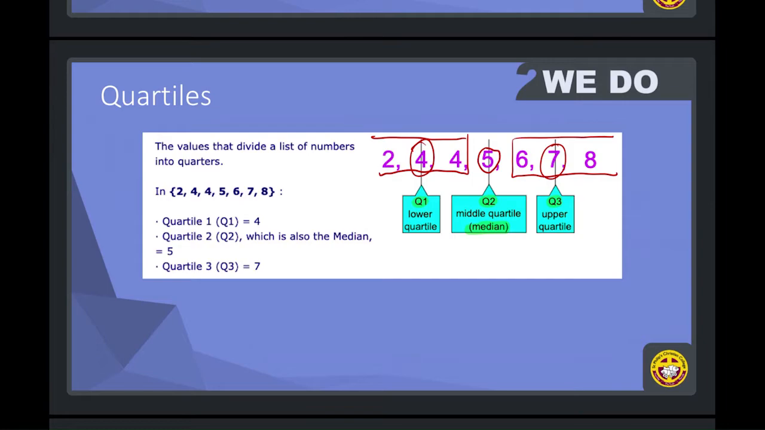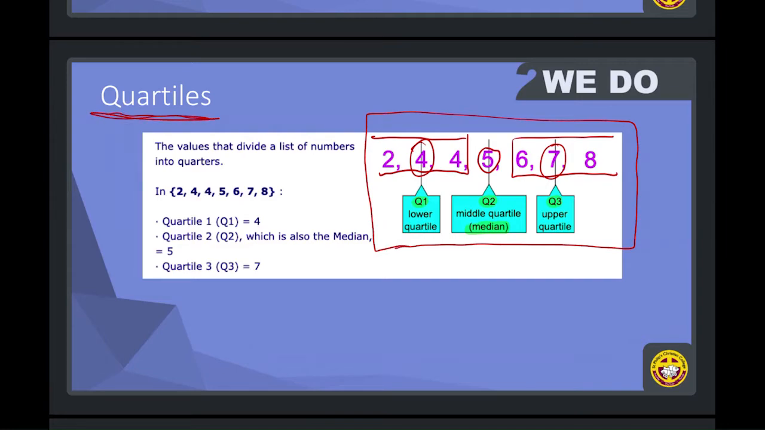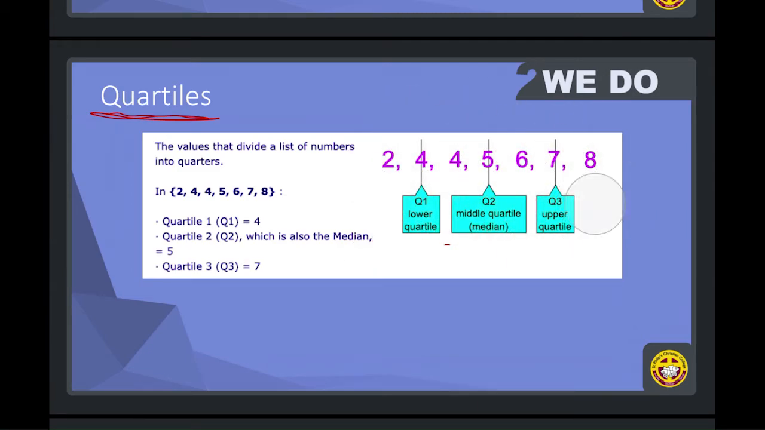I would encourage you guys to take a second to write some form of this picture down under the heading quartiles so that you don't forget exactly what Q1 and Q3 mean. You can leave out my annotations, but some example like that, a list of numbers, identify Q1, Q2, and Q3.